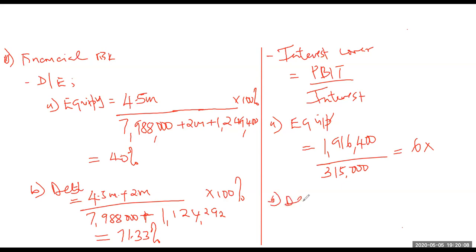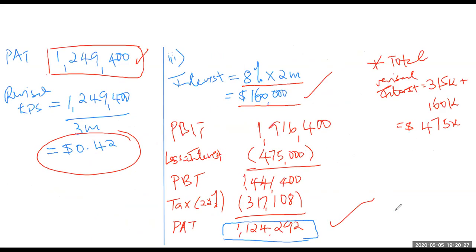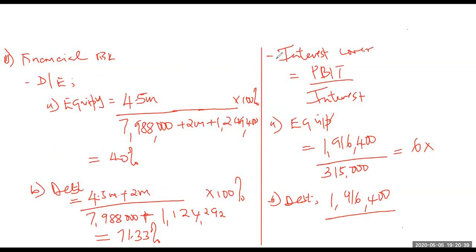What if you have to use debt? What's the interest cover? The profit before interest and tax will be the same, 1,916,400. We divide by the interest, now increased. The interest the company shall be paying increased to 475. So we divide by 475, to give four times. Okay, thank you for that.